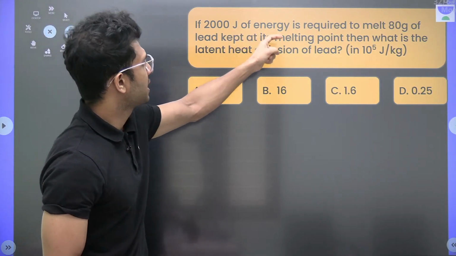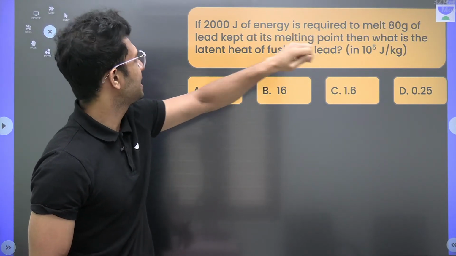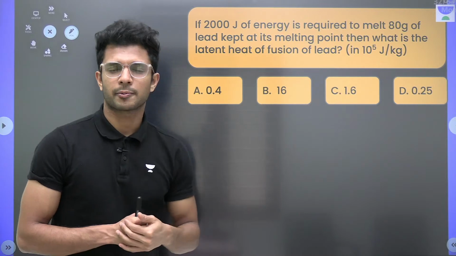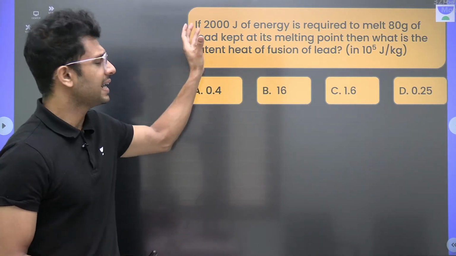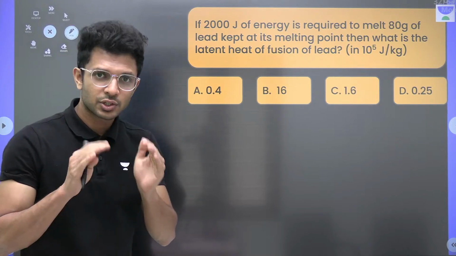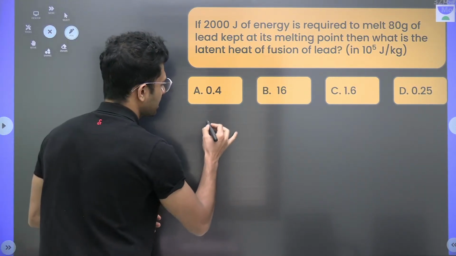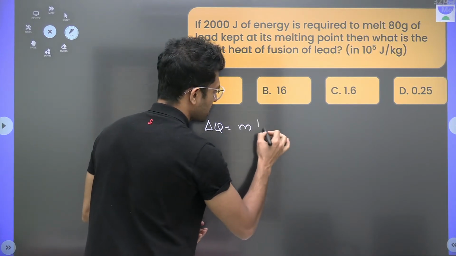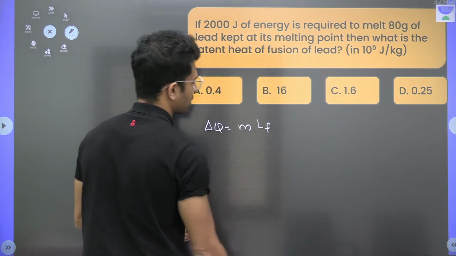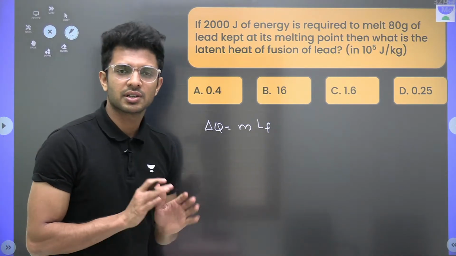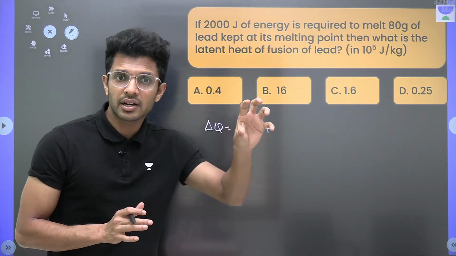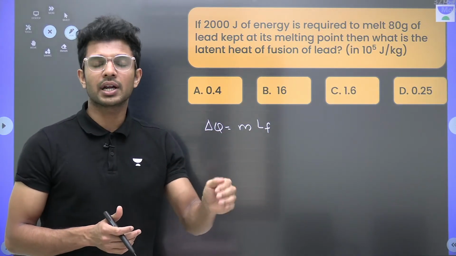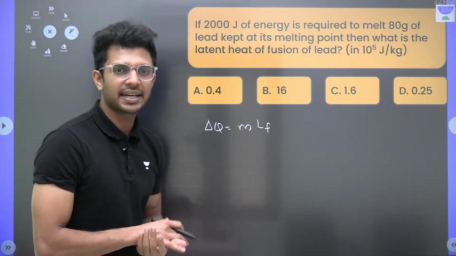If 2000 joule of energy is required to melt 80 grams of lead kept at its melting point, then what is the latent heat of fusion? Now, what is happening here? The lead is actually getting melted, right? So, for any body, the amount of heat energy required for melting is given by the formula of mass of the body into latent heat of fusion. What is latent heat of fusion? Very simple. That is the heat energy required for melting 1 kilogram of the body. For 1 kilogram, how much heat energy has to be given?